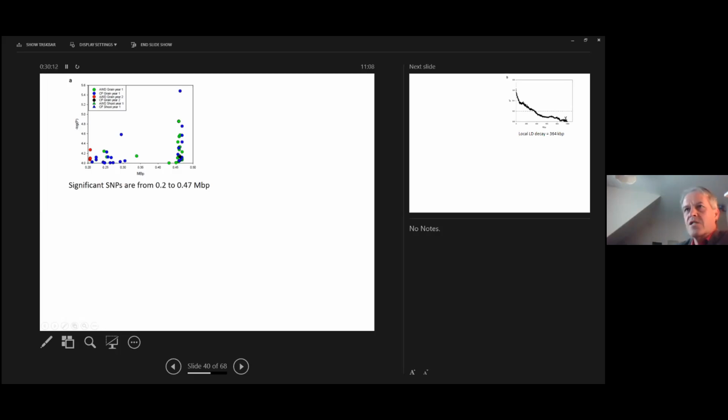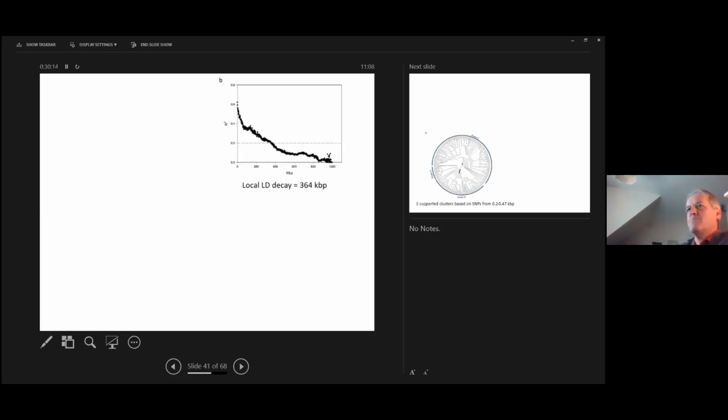So we see a zoom in on that locus. And then we have this plot of local linkage disequilibrium decay. If I had longer, I would take you through this more slowly. But critical in the assessment of where a gene is underneath a QTL is an understanding of the linkage disequilibrium decay. This is a measure of how far away from the markers that are significant you would have to go to be reasonably confident that your gene is in that region.